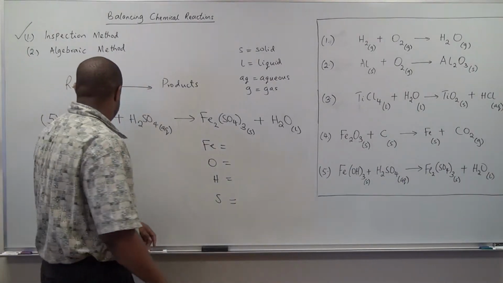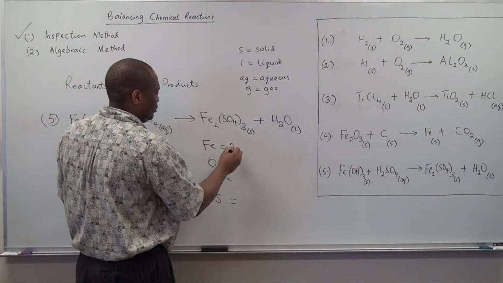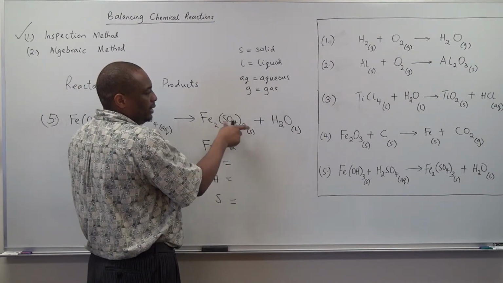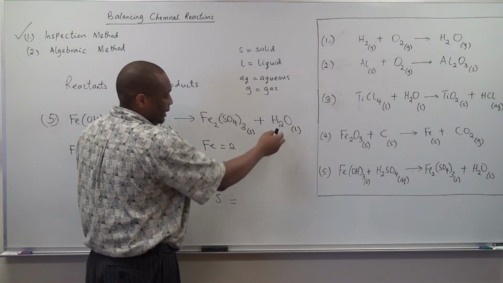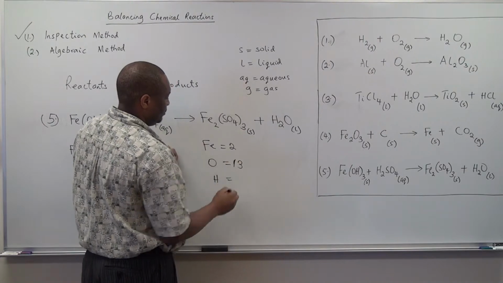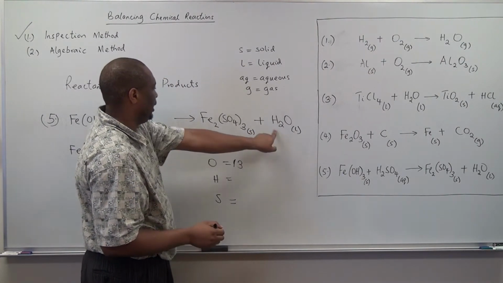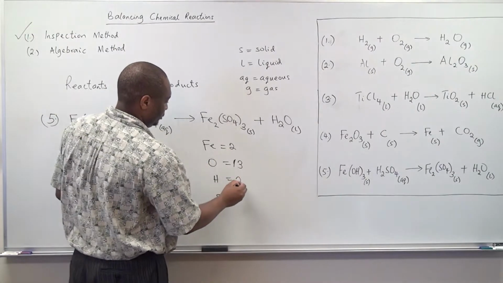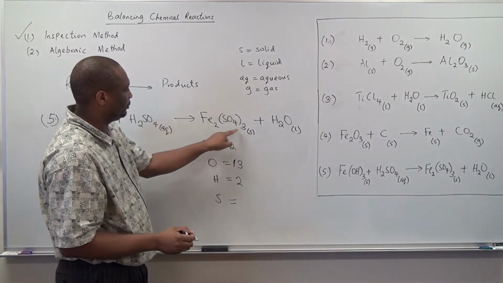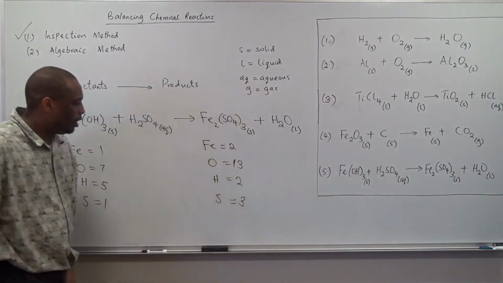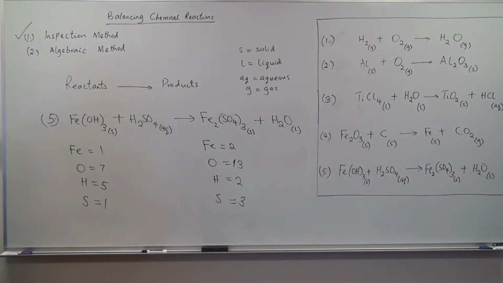Okay, over here, iron is 2. Oxygen, 4 times 3 is 12 here, 12 plus 1 here, 13. Hydrogen is 2 here, 2. Then sulfur is just 3. Alright. We have 1, 2, 7, 13, 5, 2, 1, 3.